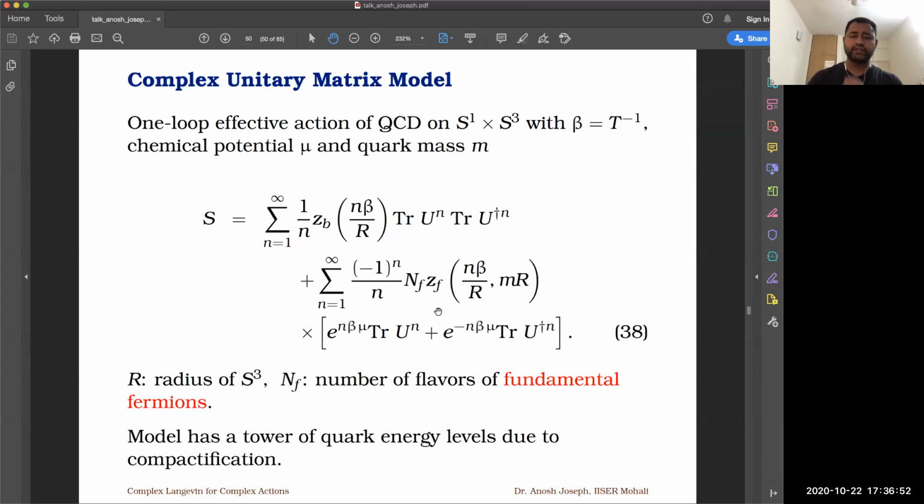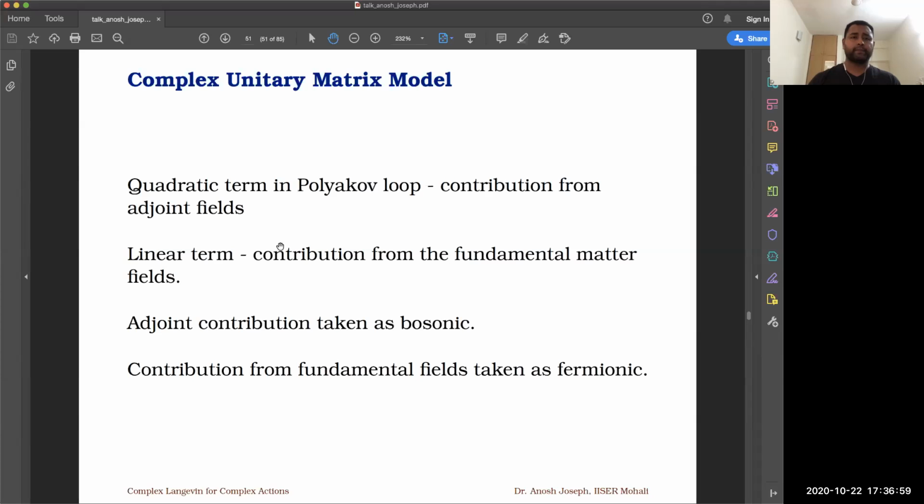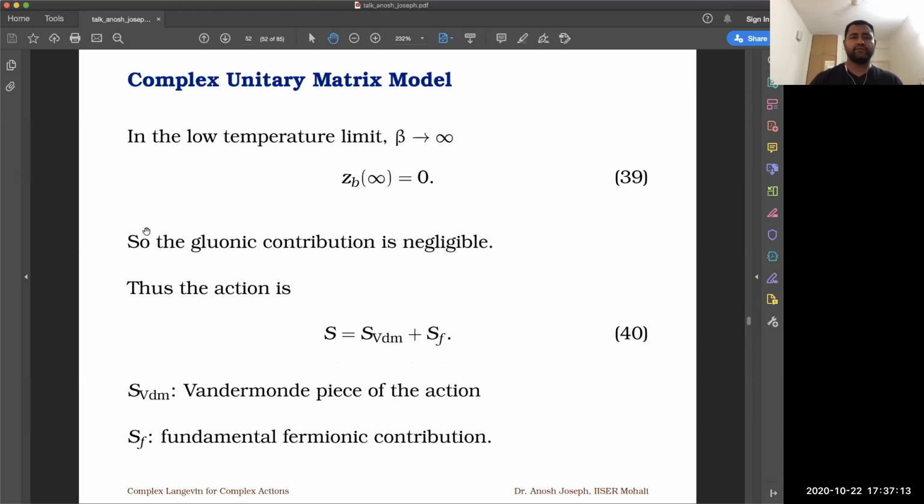This model has a chemical potential mu, and mu can be negative or positive, so the action is complex. The quadratic term in the Polyakov loop is the contribution from the gluons, the adjoint fields. The linear term is the contribution from the matter fields, which are fermions in the fundamental representation. We can study this theory in the low temperature limit, which is beta going to 0. Then the gluonic contribution goes to 0 and is negligible, so we can write the action as the fermionic action plus the Vandermonde piece of the action.